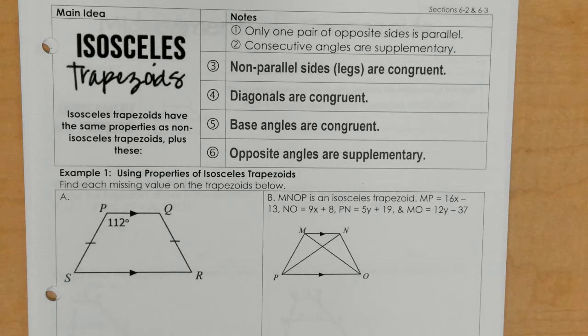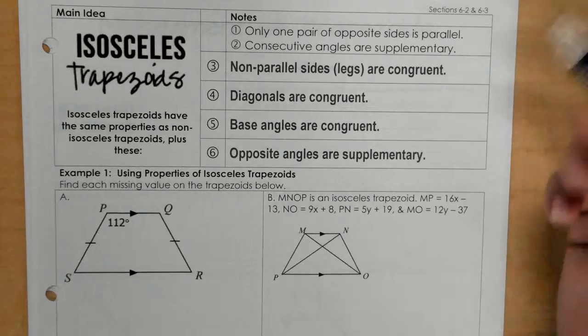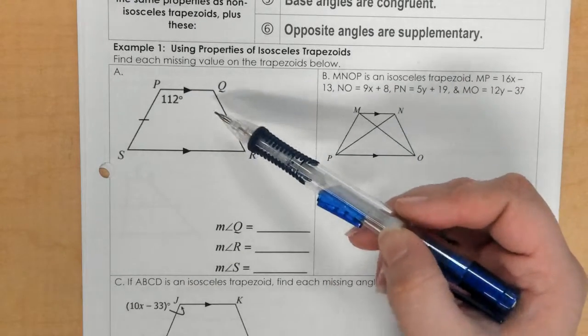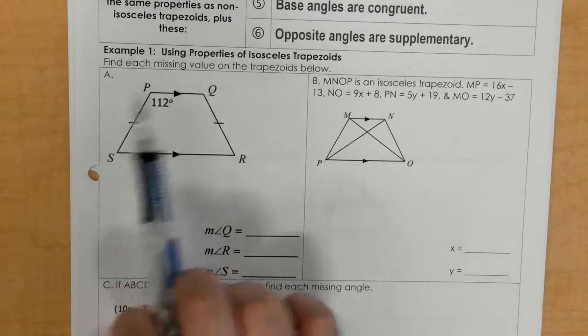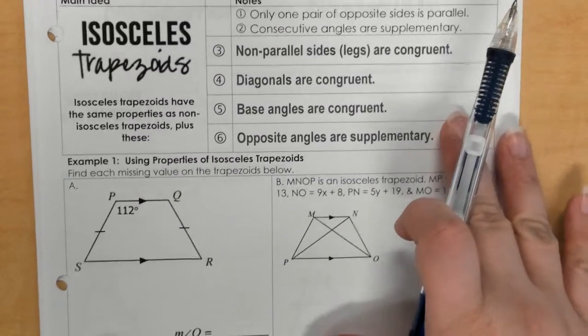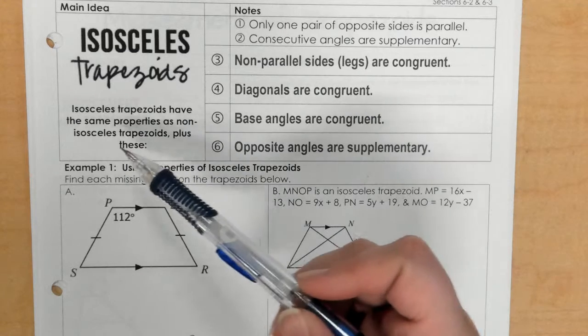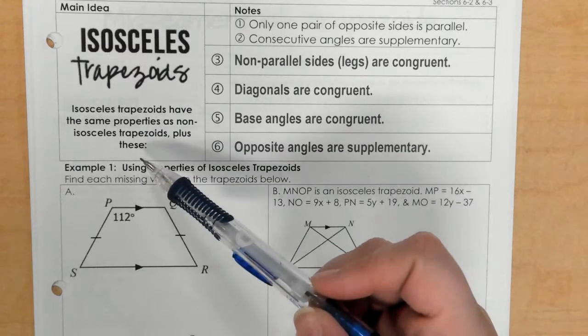For isosceles trapezoids, most people are more familiar with this shape here. The legs are congruent. It looks very symmetric. It says, isosceles trapezoids have the same properties as non-isosceles trapezoids, plus the following.